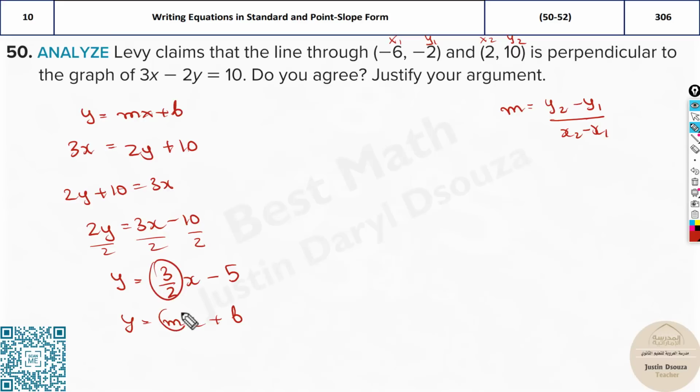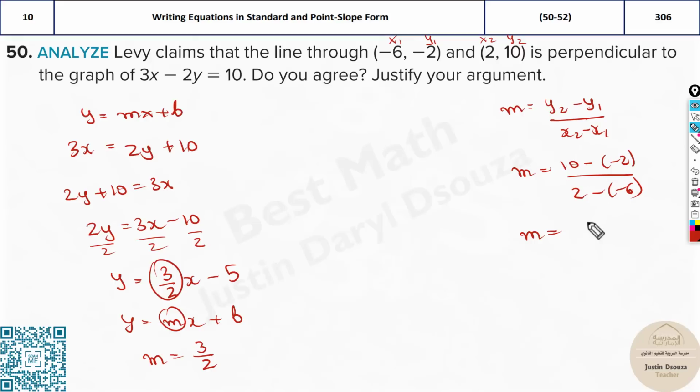So the slope is m, that is 3 by 2. Now let's find the slope in these points. Those are the points given over here. It's y2, 10, minus of minus 2, divided by 2 minus of minus 6. So what is the slope?